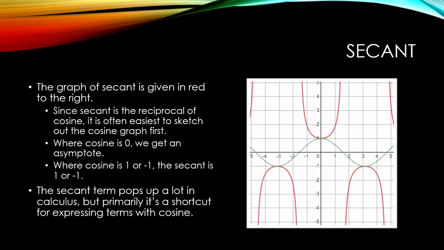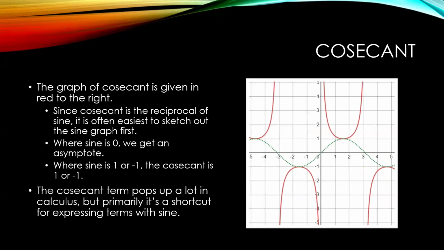Our secant graph is a little bit weirder. It is the reciprocal of the cosine. And so usually we will draw the cosine graph in and use that to figure out what the secant graph looks like. Cosecant, similar idea, but now it's the reciprocal of sine.